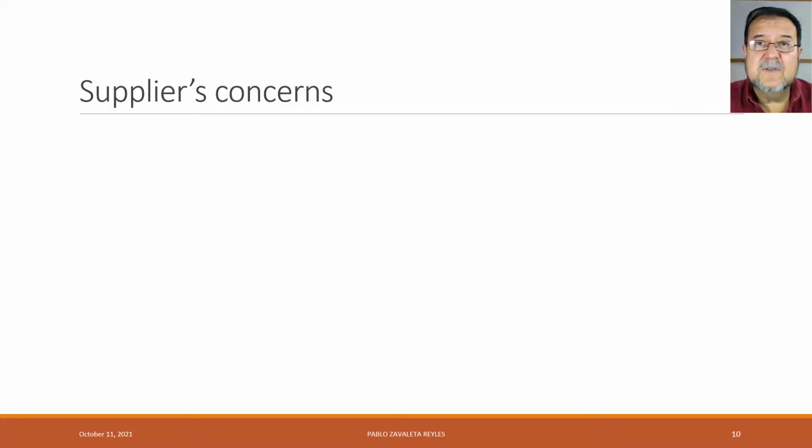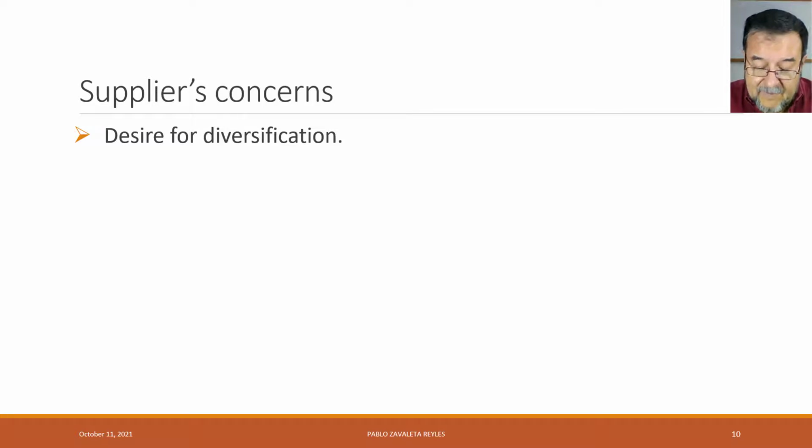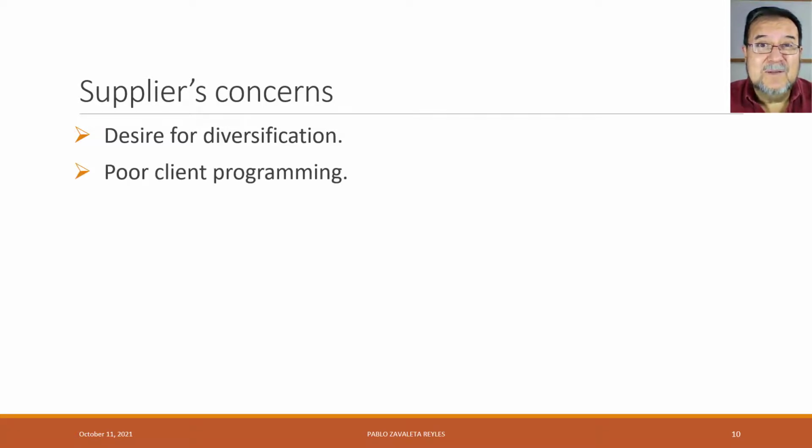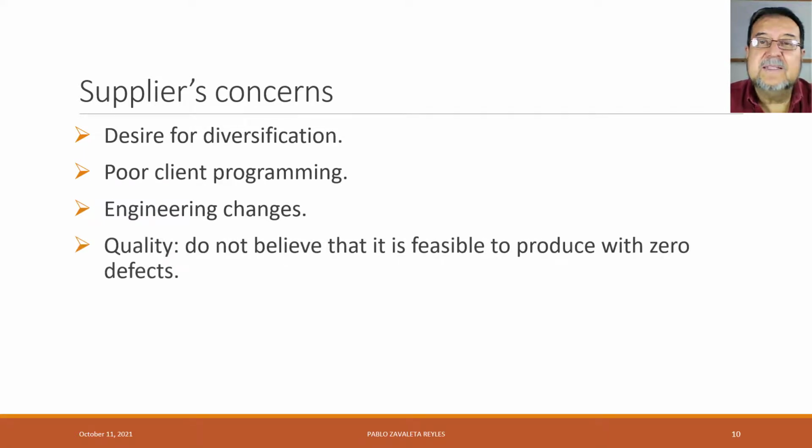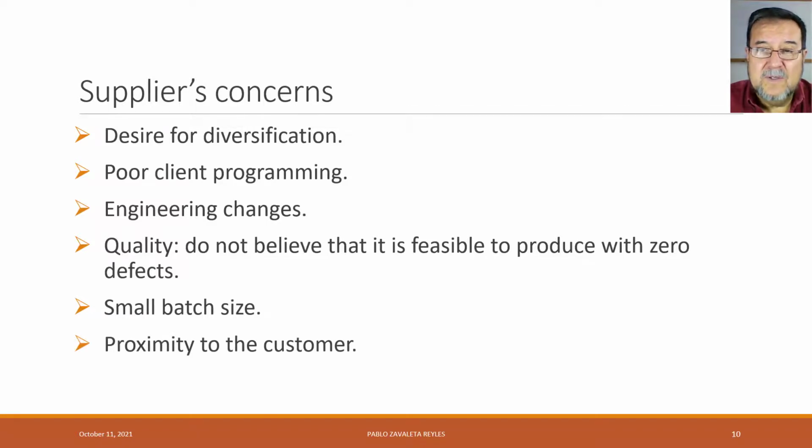Some of the concerns of the supplier, well, they tend to want more diversification so as to reduce their risk. Sometimes the client has programmed very lousily. Engineering changes. Quality, they don't believe that it's feasible to produce with zero defects. Small batch sizes and proximity to the consumer.